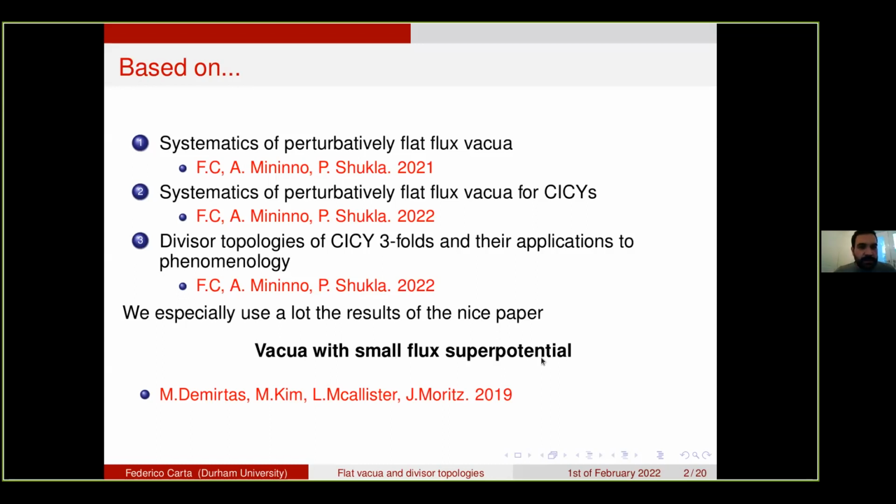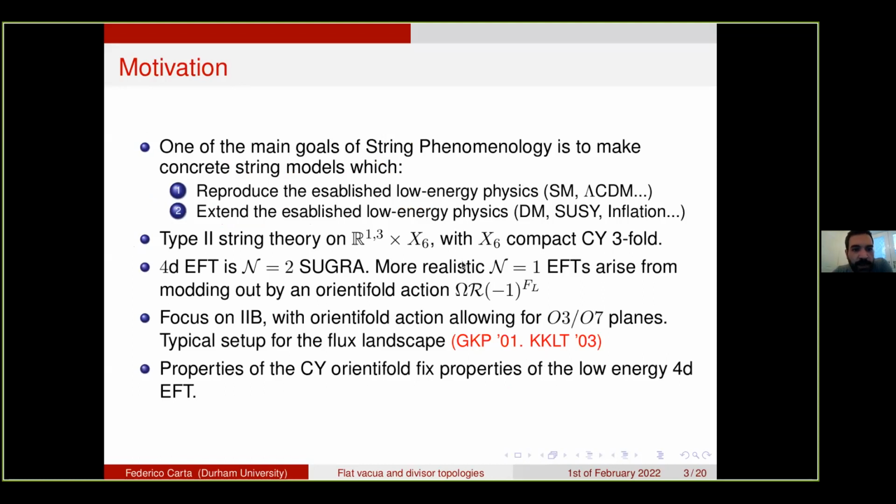So let me start with some introduction. One of the main goals in string phenomenology is to make concrete models, which should do two things for us. They should reproduce the established low energy physics, like the standard model or lambda CDM at low energies, and they should also extend the established low energy physics by providing new candidates for, for example, dark matter, inflation, and so on.